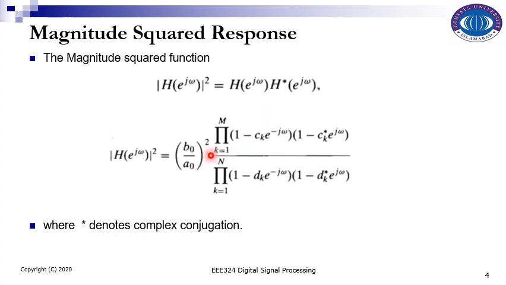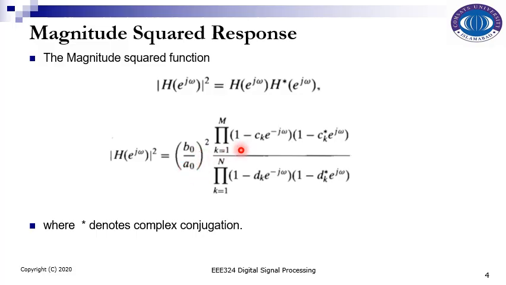So H(e^jω) was the product of all the zero factors divided by the pole factors, and this b0 over a0 term, we write when we have H(z) in the form of a polynomial b0 plus b1 z inverse and so on, then we actually take this term out. So this term actually comes from there.